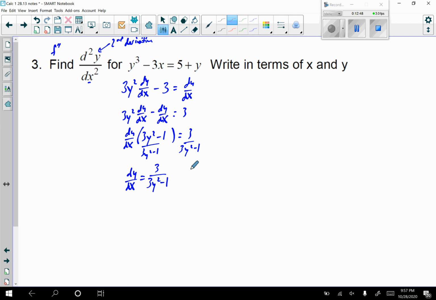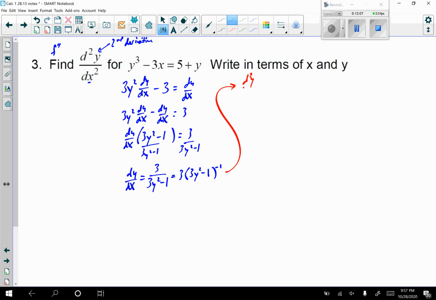In fact, if we want to rewrite this, 3 times (3y squared minus 1) to the negative 1, that's okay. If you want to do it that way, you can use a chain rule here. It doesn't matter what variable's inside. We now know how to handle every variable. So let's go up here and do another one.